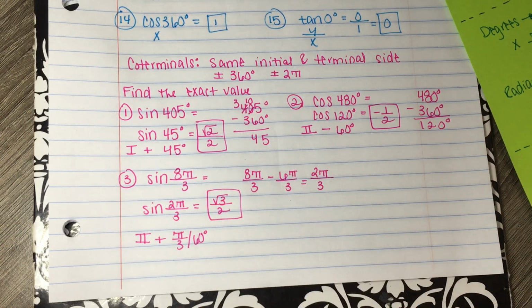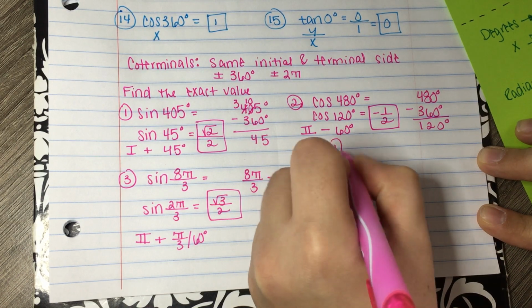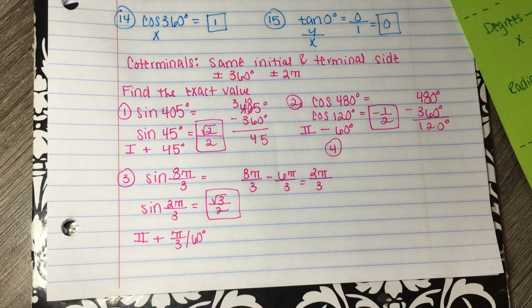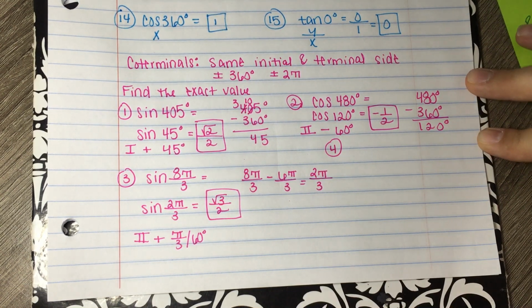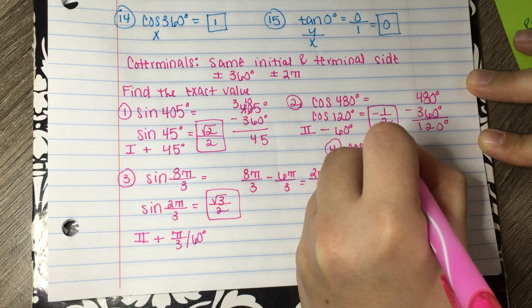All right, we got 2 more for you. I hope I can squeeze them in on this page. We'll put number 4 up here in my effort to not have to use another sheet of paper. All right, let's do this. Let's do cosine of 900 degrees.